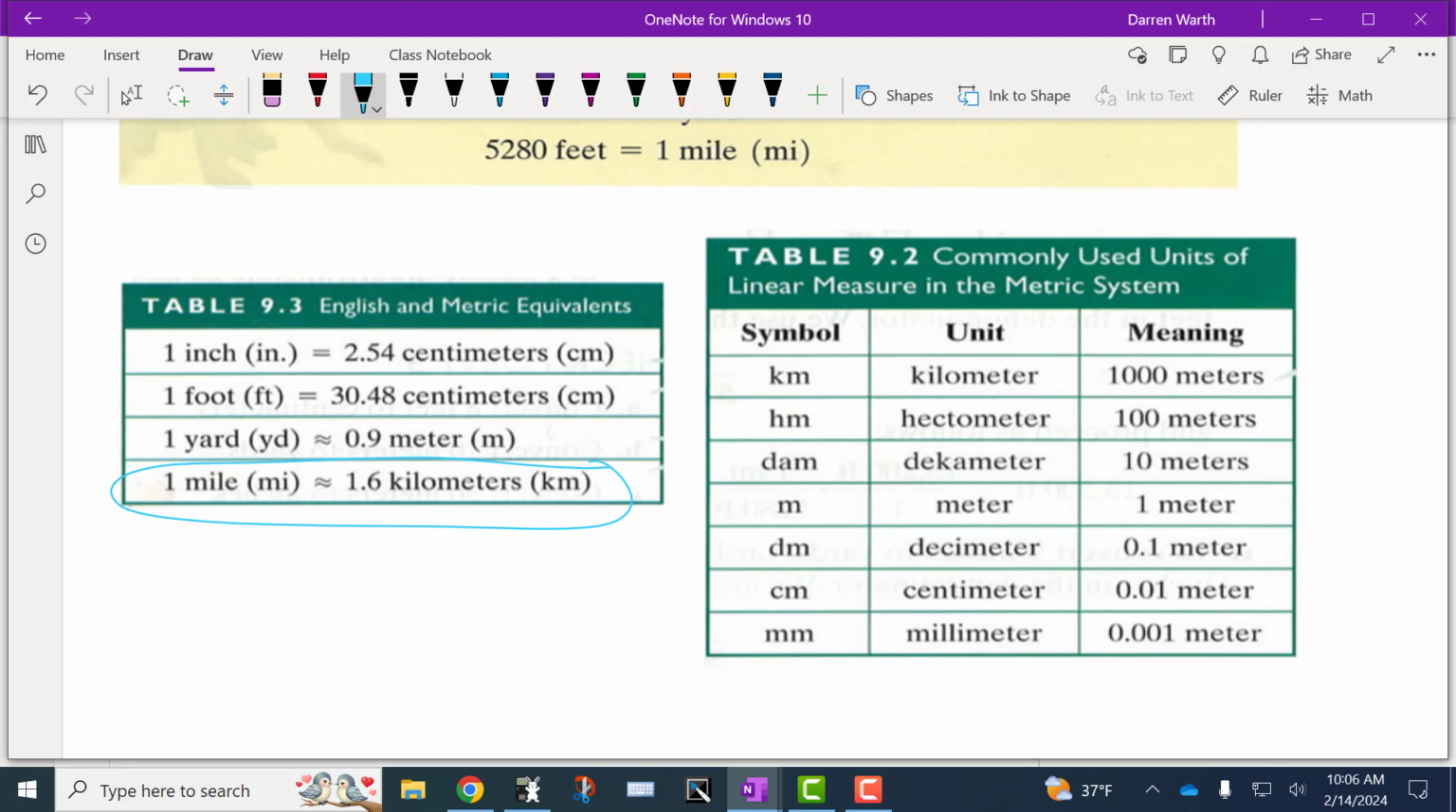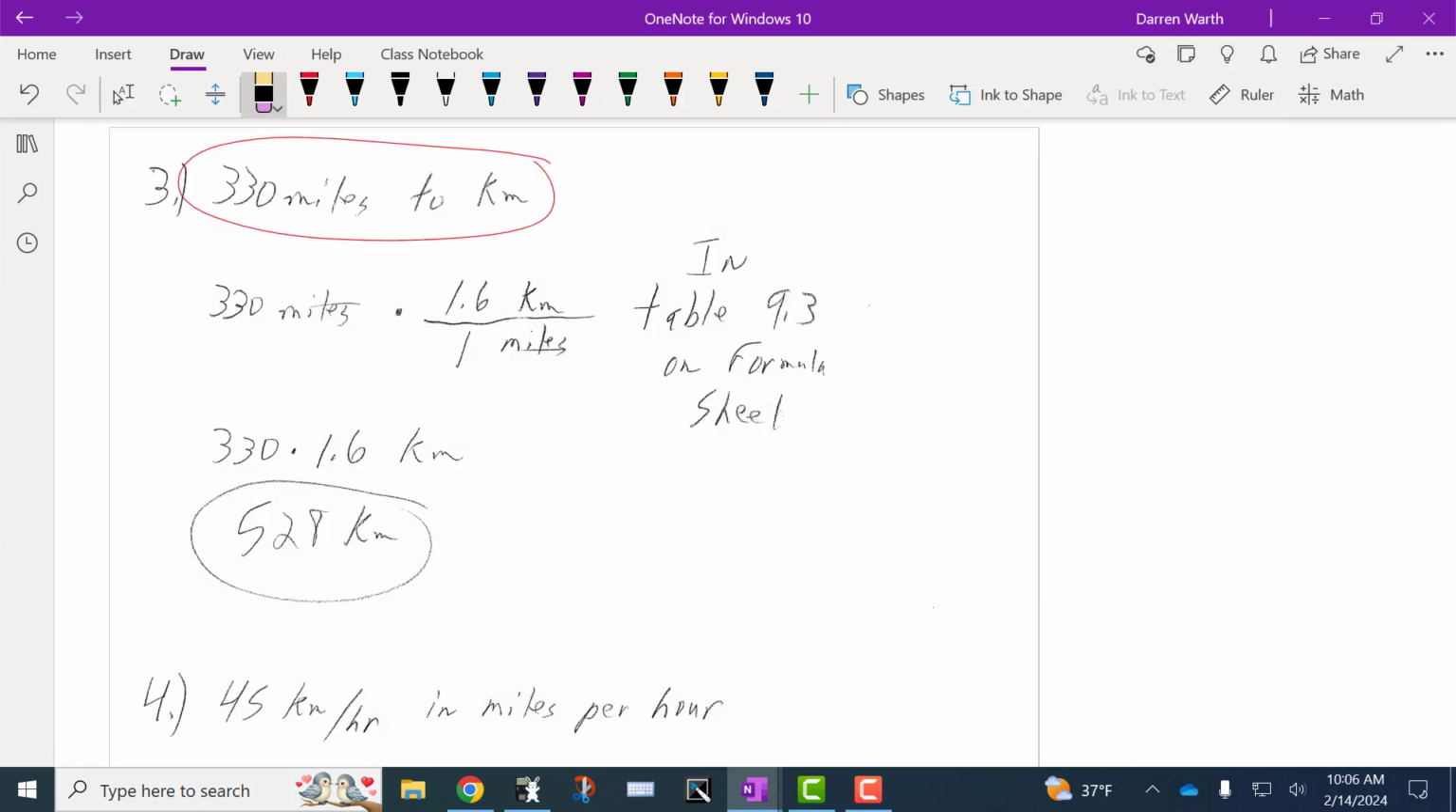I go back to my sheet and I fill that in. So notice next to kilometers, I put 1.6. Next to miles, I put 1. I'm going to go ahead and multiply numerator by numerator, denominator by denominator. So this times this, and this times this. So notice your miles are going to cancel. You're just left with kilometers.